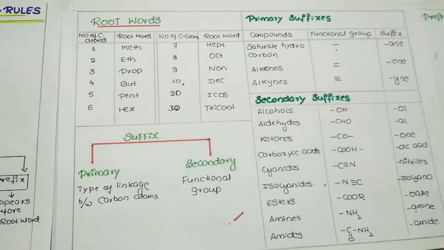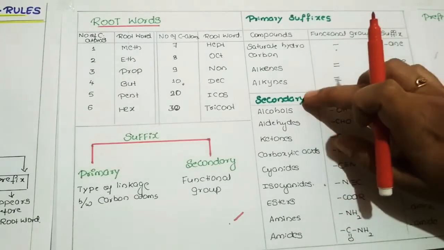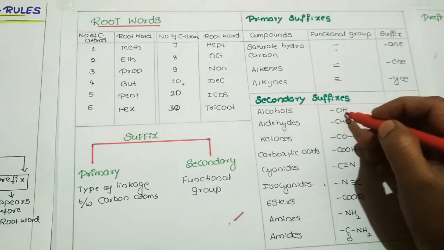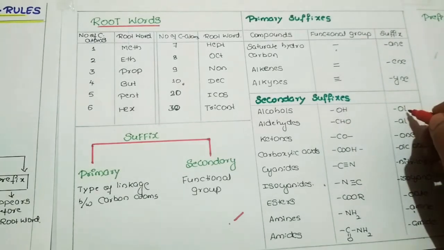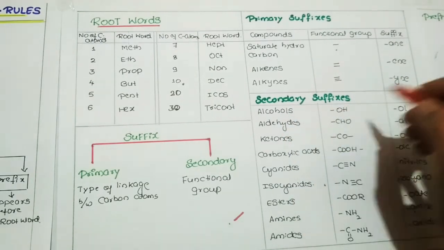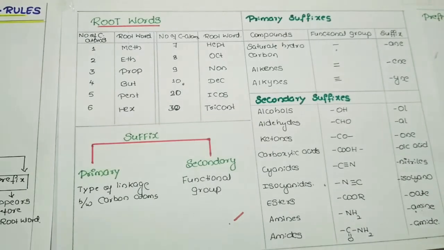Then what is the role of a secondary suffix? That gives the functional group. We have plenty of functional groups. So the root word should get a suffix that denotes the particular functional group. These are called secondary suffixes. What is the functional group, how will you write its formula, and what suffix should you add to the root word? If alcohol is the functional group, then OH will be its formula, and it should end with "ol", OL.